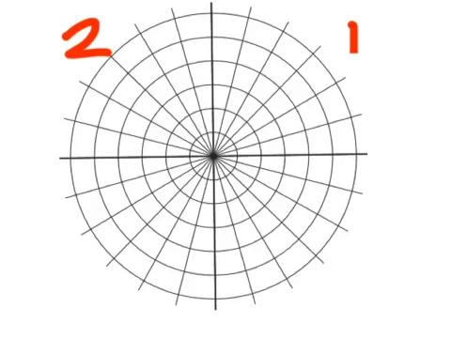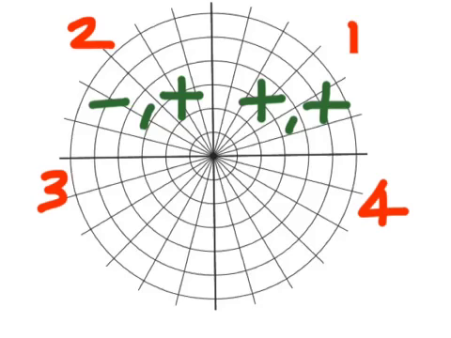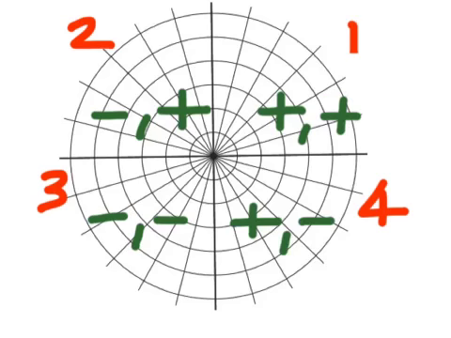So in quadrant number 1, 2, 3, and 4, you have different sign patterns that you can follow. In quadrant 1, it's plus plus. Quadrant 2 is negative plus. Quadrant 3 is negative, negative. And quadrant 4 is plus negative.